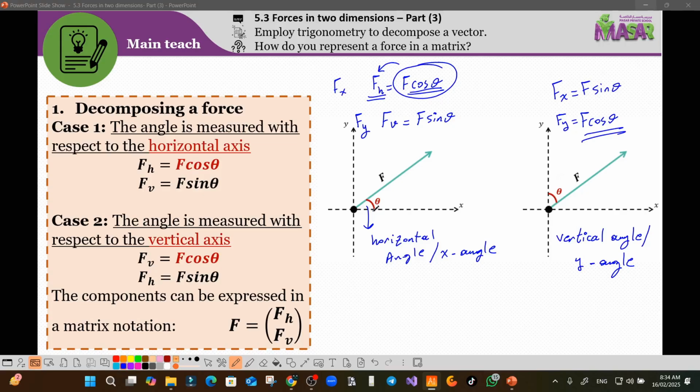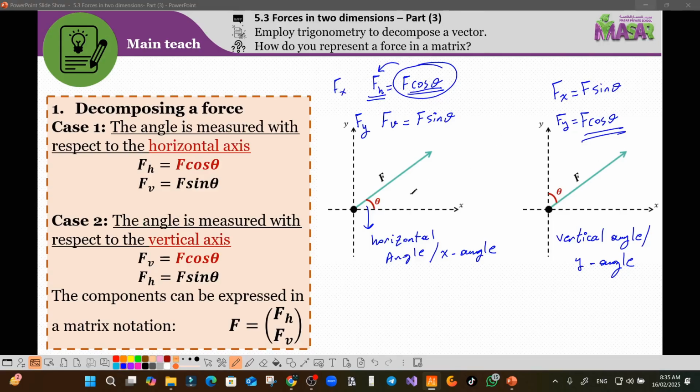So let me recall that if the angle is a horizontal angle or x angle, then the cosine should be applied for the horizontal component. If the angle is a vertical angle or y angle, then the cosine should be applied for the y component. So it's about where we should apply the cosine, and this can be done by relating it to the measured angle. If the angle is x, then the cosine is for the x component. If the angle is with respect to y, then the cosine should be applied for the y component.